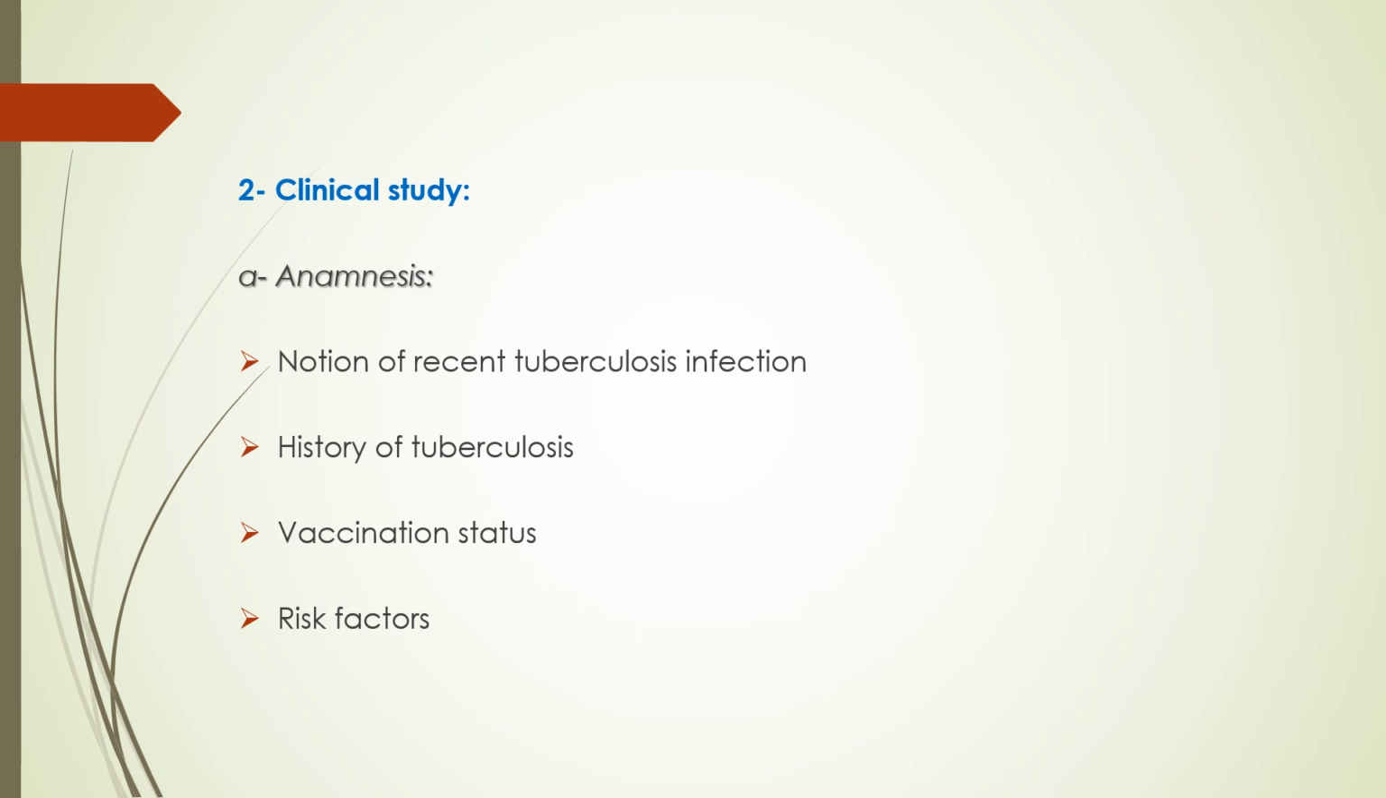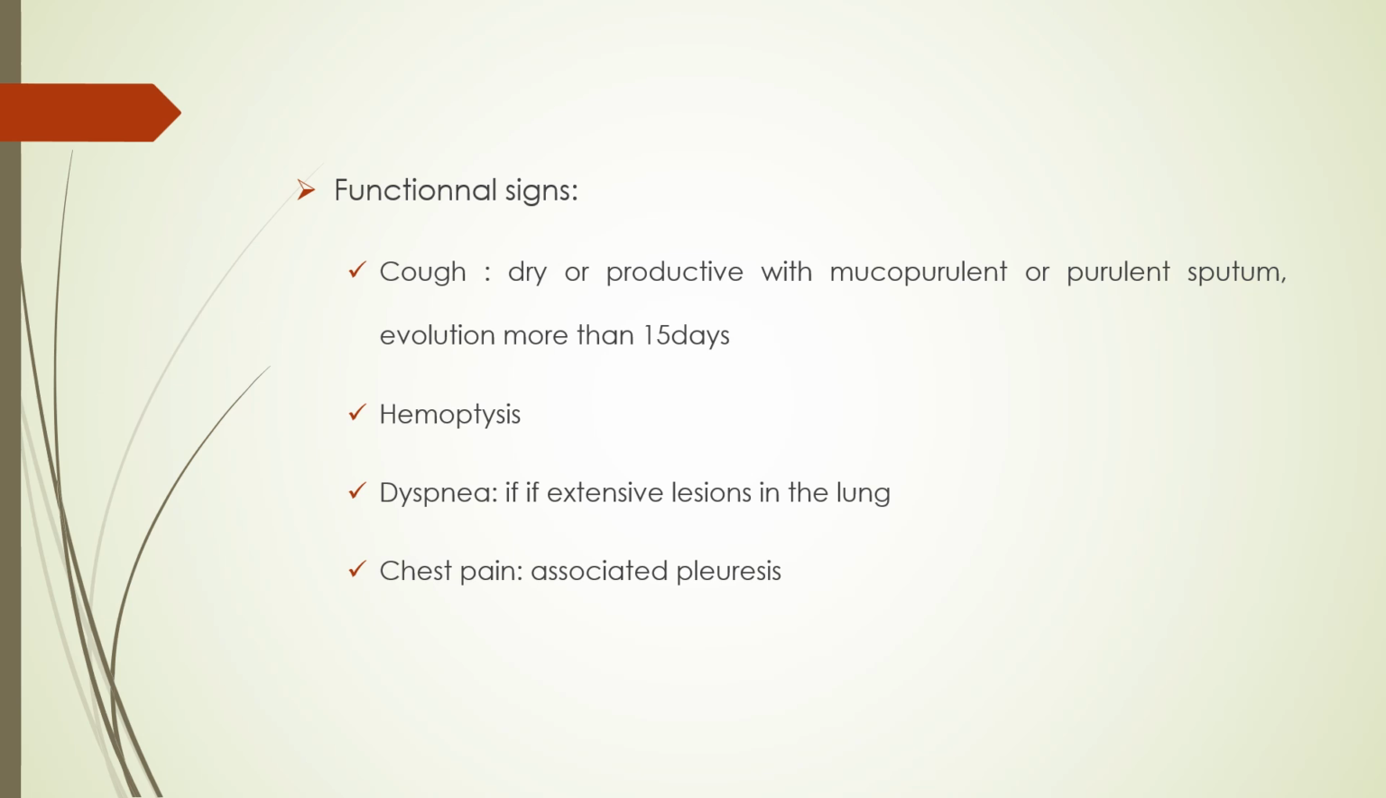It could be general, respiratory, or extra-respiratory signs. We have first to ask the patient if he has a notion of recent tuberculosis infection, if he has antecedents of tuberculosis, about the vaccination status and the risk factors as we have seen them before. Then we ask him about the functional signs, if he had cough, dry or productive with a mucopurulent or purulent sputum, and if it is evolutive for more than 15 days. Hemoptysis. Dyspnea could be present if we have extensive lesions in the lung, and chest pain if we have an associated pleurisy or pleural effusion.